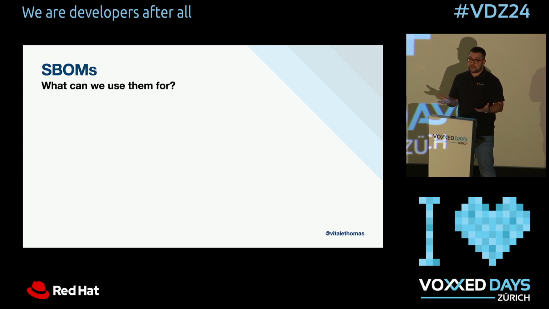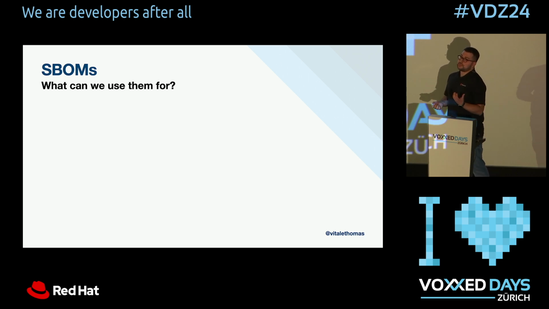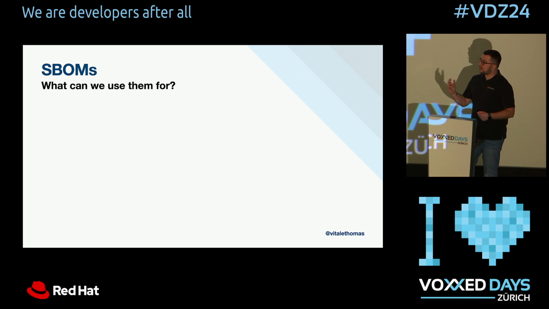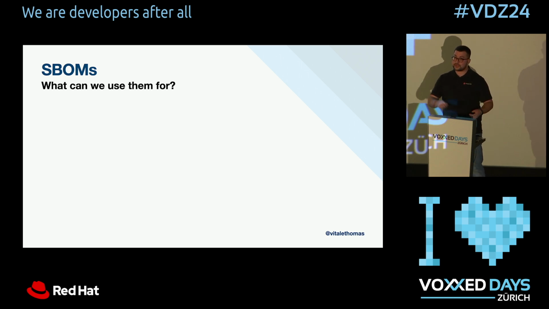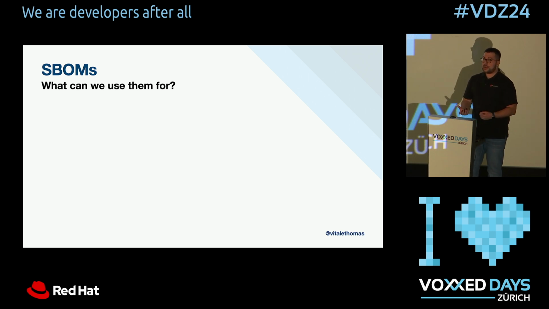Before using them, though, we need to ask ourselves, what can we use them for? Because in a lot of security processes and guidelines, it's like, okay, you have to generate a bill of materials for your application, but I want to know why. If I don't know why, then maybe I'm not that inclined to do things just to get a check on some audit process. I want to know why they are useful.